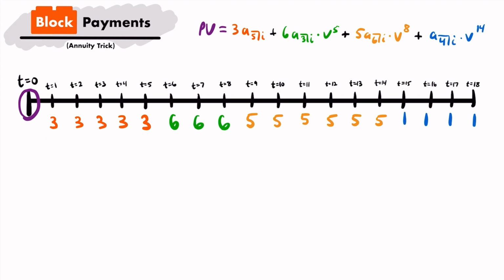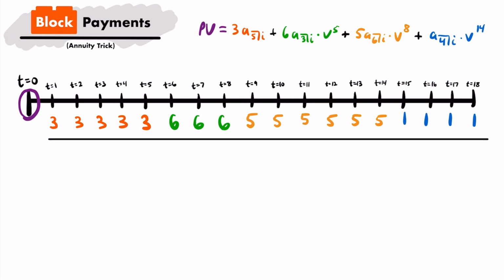So the way we're going to do that is by first looking at the last set of block payments. Or in other words, you want to look at your last block. In this case, we have $1 payments for the last 4 periods. What we want to do is pretend like all 18 payments were of $1. So if that were the case, we would have something like this. We would have $1 at the end of every single period for 18 periods, including those last 4 payments.